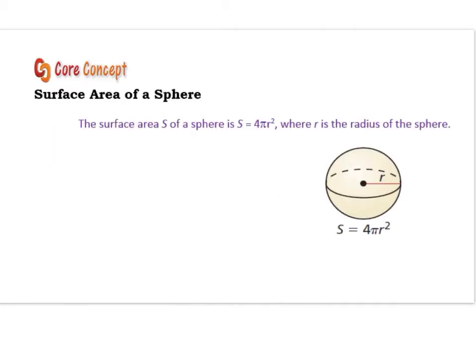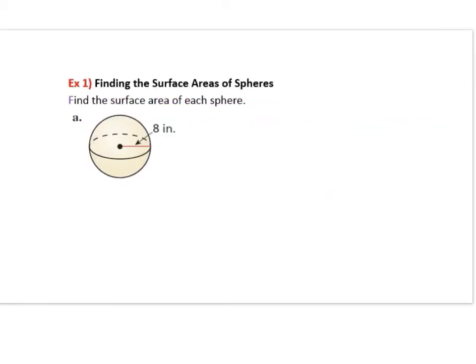All right, so one of the formulas that we'll be working with is our core concept for surface area of a sphere. Again, capital S, and then our formula is 4 times pi times the radius squared. Remember, r is your radius, and it could be any distance from center to the outside of the sphere. All right, let's get familiar with this new formula, 4 pi r squared.